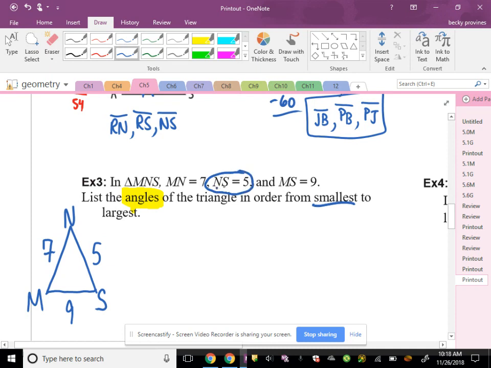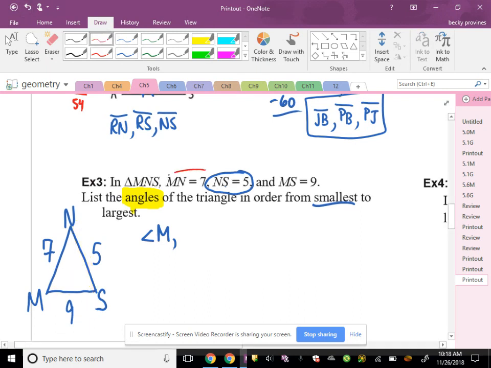So if I have the N and the S, what's the other letter I'm not using? It's the M. So you put the angle sign and then the M. Now let's see if I'm correct. What's opposite this 5? It's straight across and it's M. Yay. Okay, got it right. So let's do the next one.